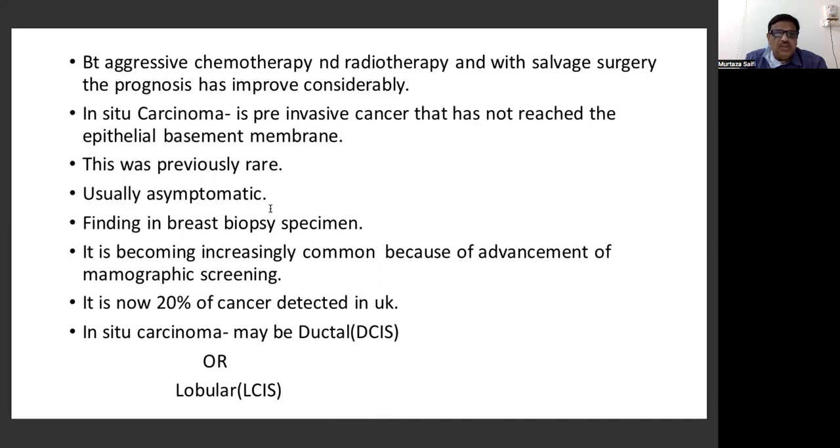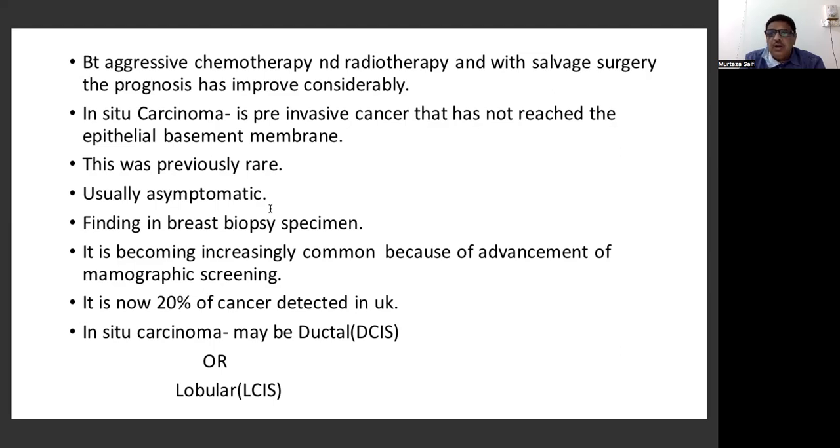In situ carcinoma is a pre-invasive cancer that has not reached the epithelial basement membrane. This was previously rare, usually asymptomatic, a finding in the breast biopsy specimen. It is becoming increasingly common because of advancement of mammographic screening. It is now 20% of cancers detected in the UK. The carcinoma may be ductal or lobular.